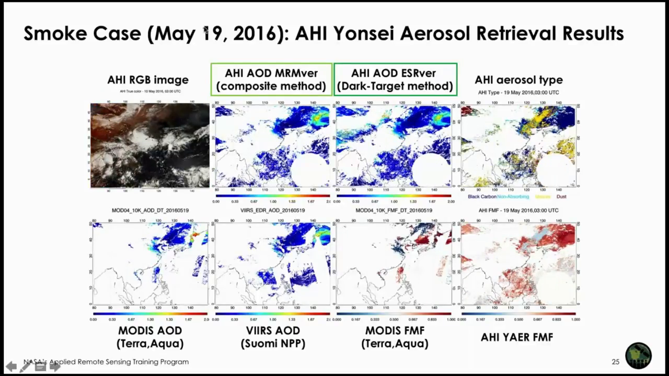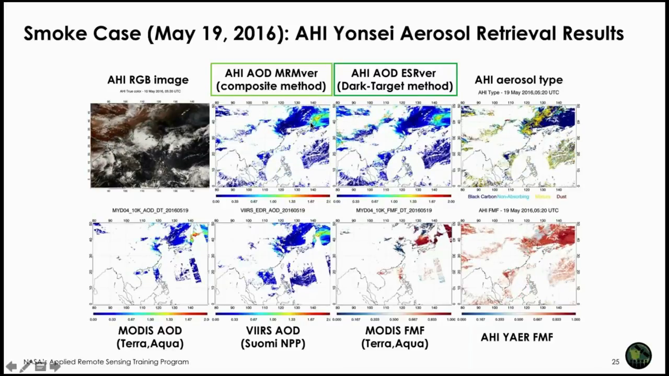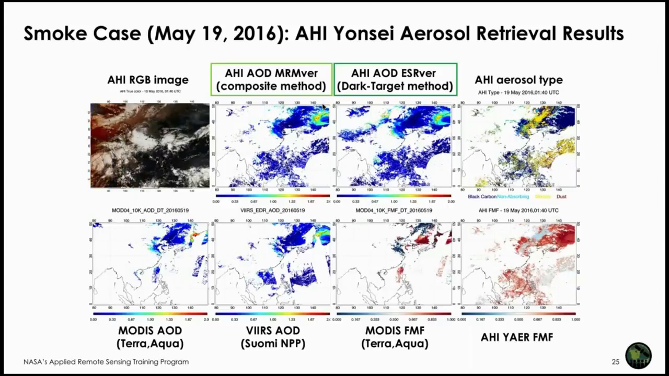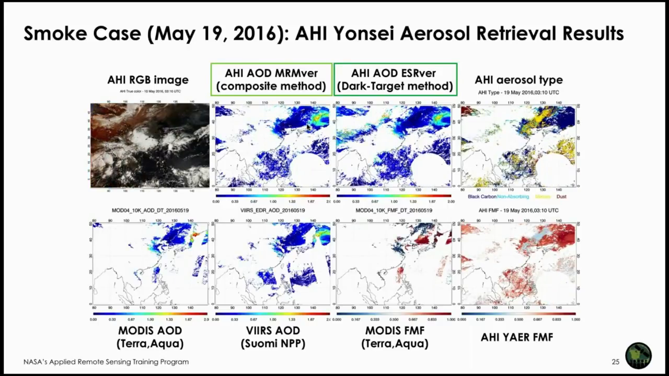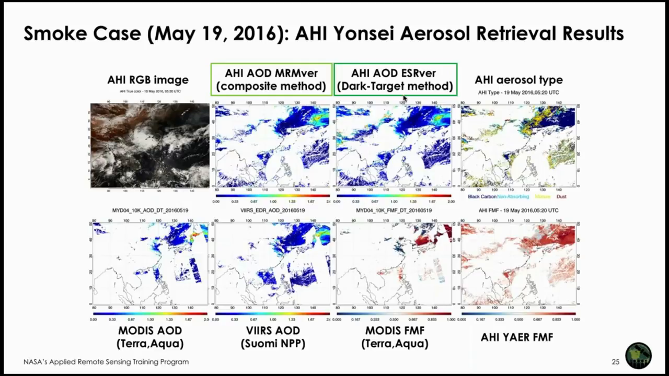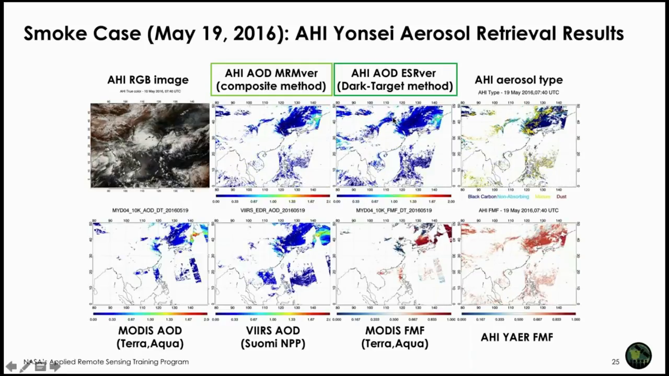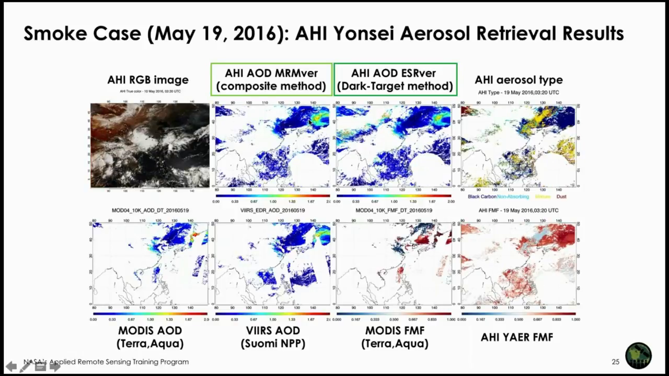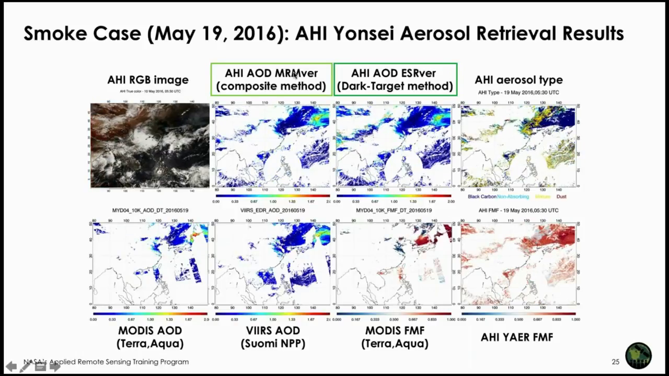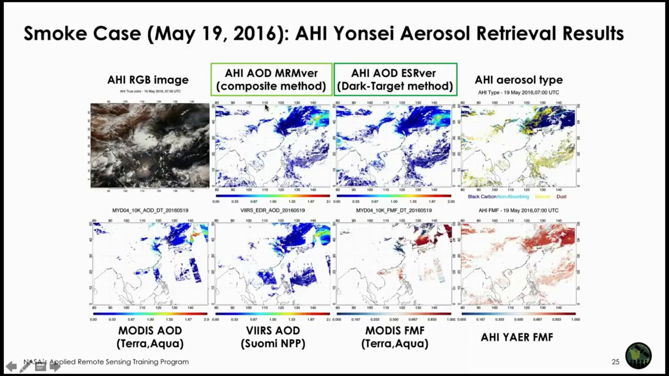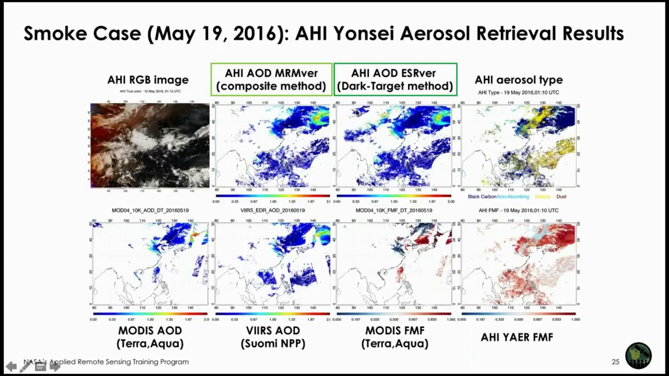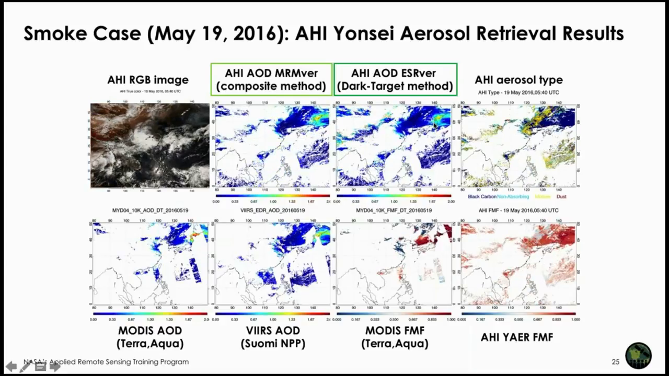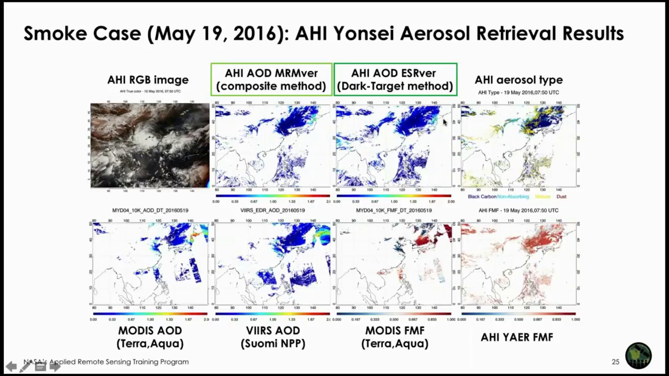Over here we can see a 10-minute temporal resolution image from AHI. It's like an animation or movie. Because we assume two different surface reflectance techniques, AHI has two products, the merged version composite method and the dark target method, and both methods show a similar AOD of about 1 at the center of the plume.